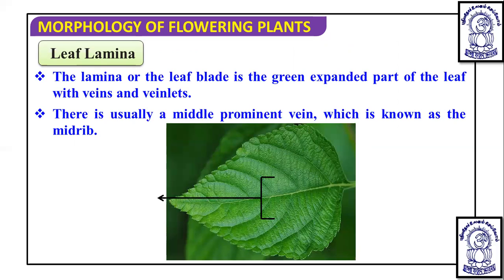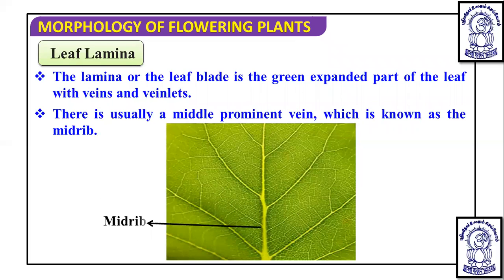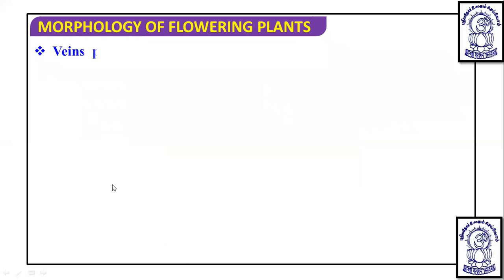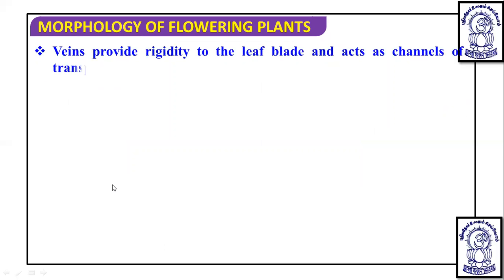You can see in this particular part, this is the lamina, the whole lamina. And in this lamina, you will see this is the main axis, the main prominent vein, that is known as midrib. That is the main principal vein. And apart from midrib, you will see these, which are nothing but veins. So veins are found in a lamina. The branches of midrib are veins, and veins can give rise to the veinlets.